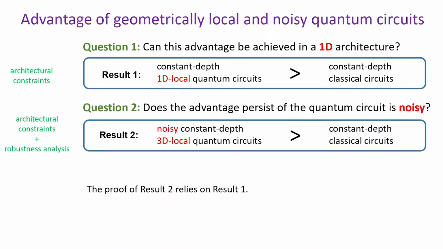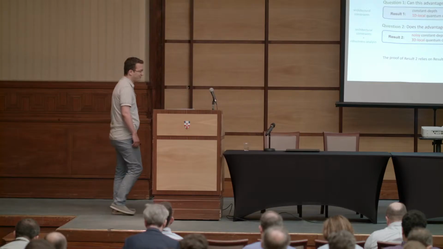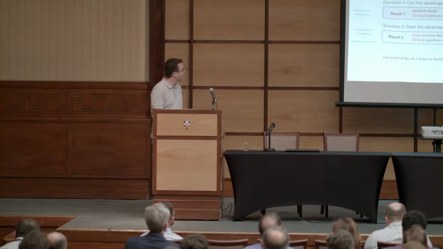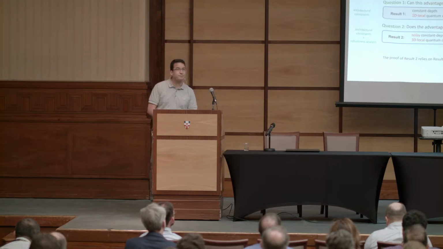First, we can show that constant depth 1D local quantum circuits are more powerful than arbitrary constant depth classical circuits. Then we can also show that noisy constant depth circuits are more powerful than constant depth classical circuits. For this construction, we need a 3D architecture with local gates. I will briefly discuss the first result because the second one relies on it. In fact, this result might be easier in practice, even though it doesn't have any fault tolerance properties, since it's a much simpler scenario. Then I would like to focus on the second part.